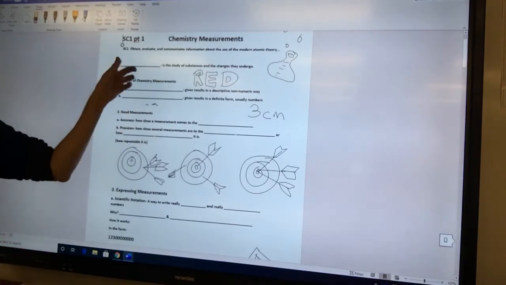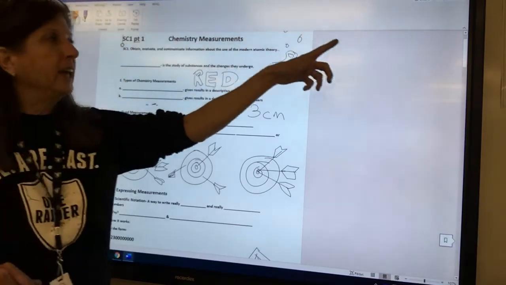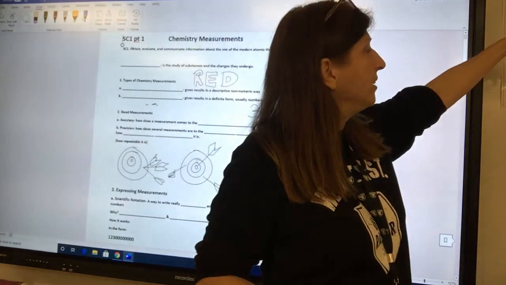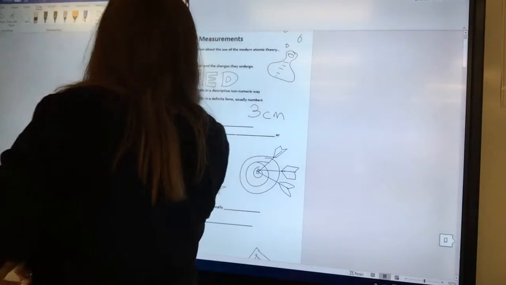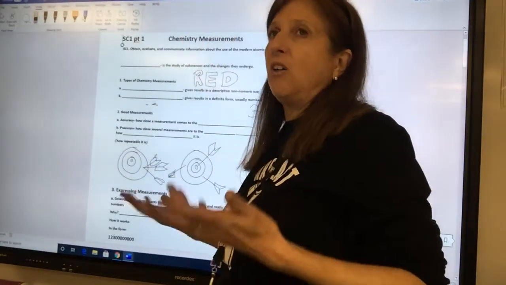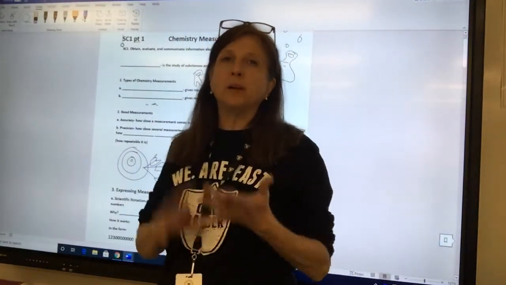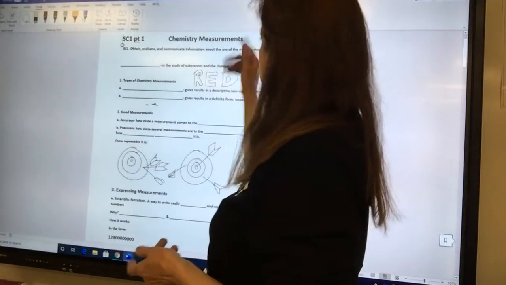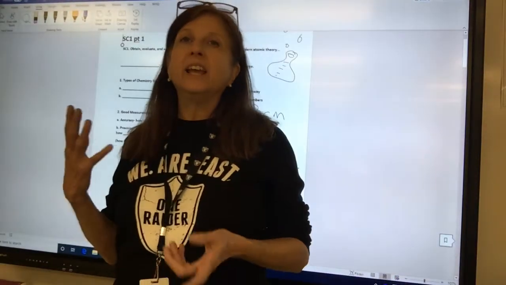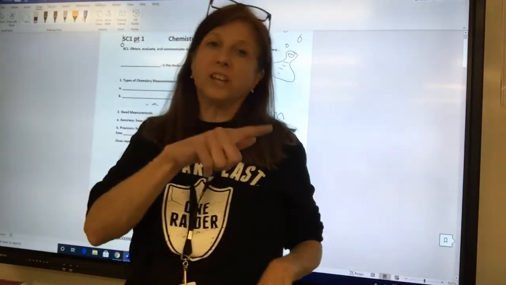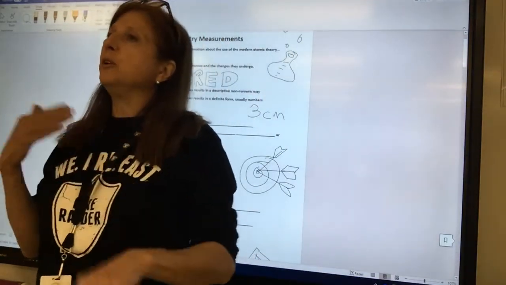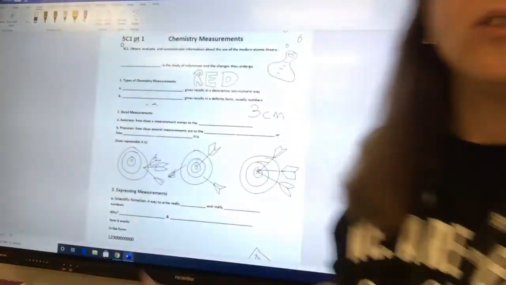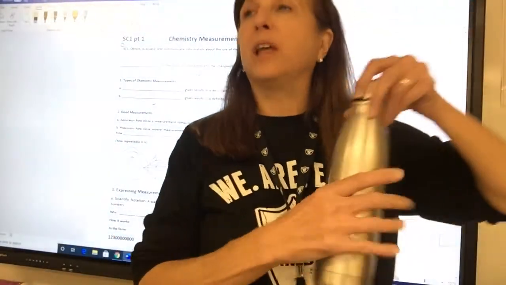Okay, so what we're doing today is we're talking about chemical measurements. And our standard that we're learning is this: to obtain, evaluate, and communicate information. That's all this is about, how do we obtain, evaluate, and communicate information in chemistry. In chemistry, we can communicate with each other all over the world without speaking the same language.